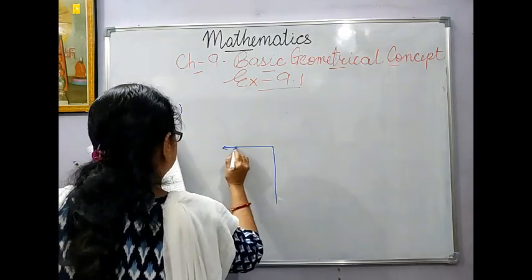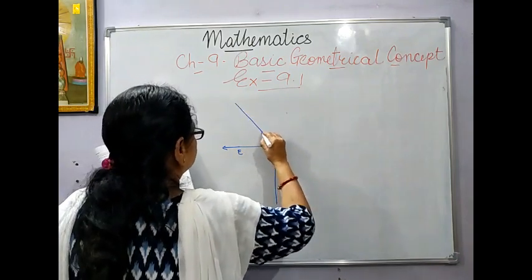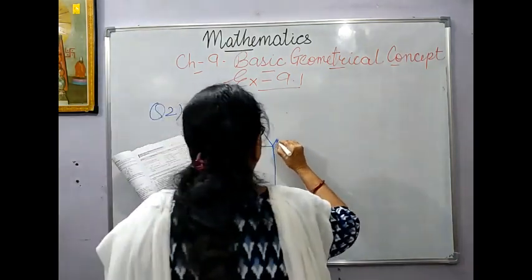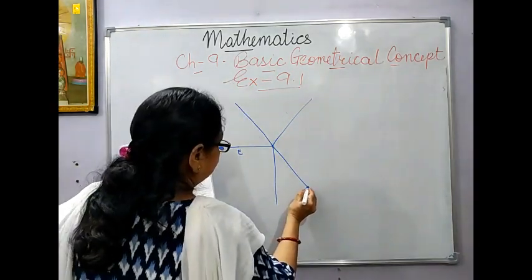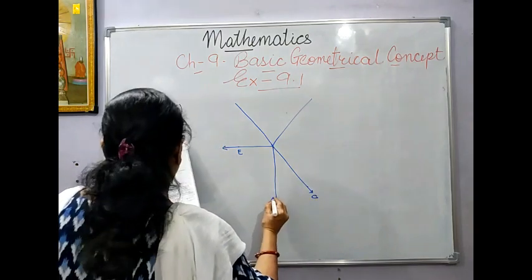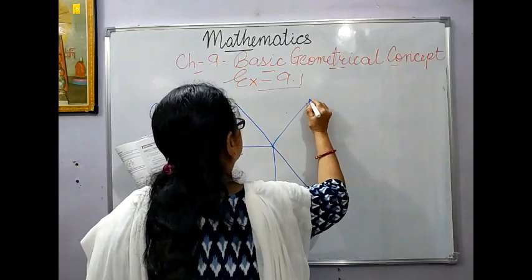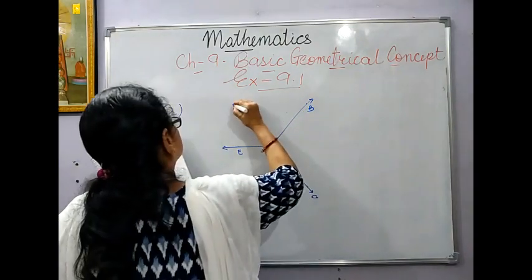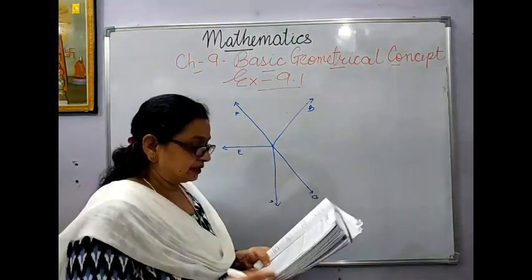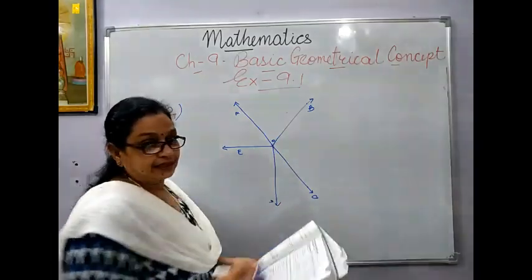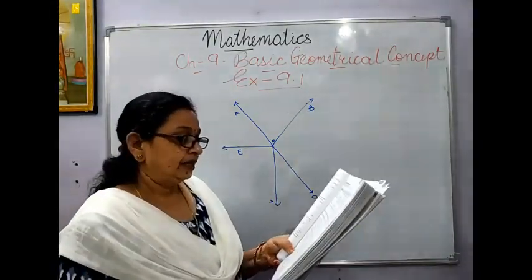As I am not measuring it, I am not using scale, so it might be slightly wavy. Like this. Okay? C, then D, then B. Children, when you draw in exam or in your copies, when you do the sums, please make use of scale and pencil. Now see, they have asked, look at this figure and name a line.